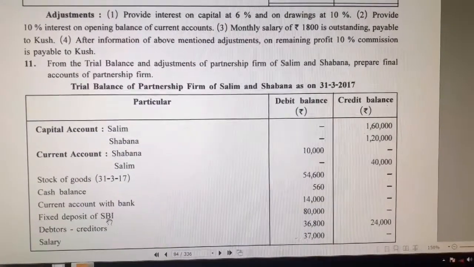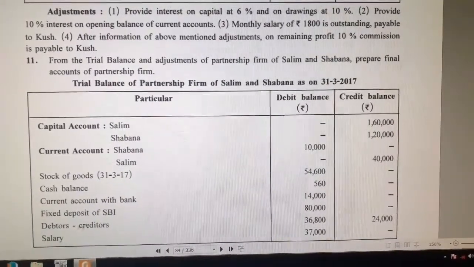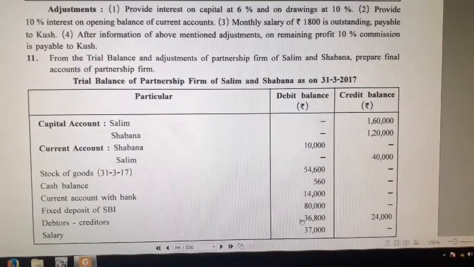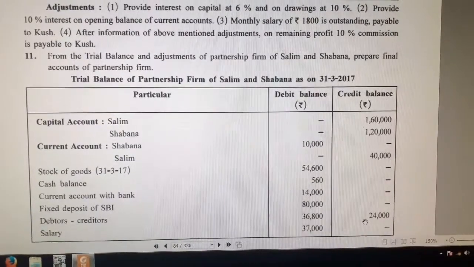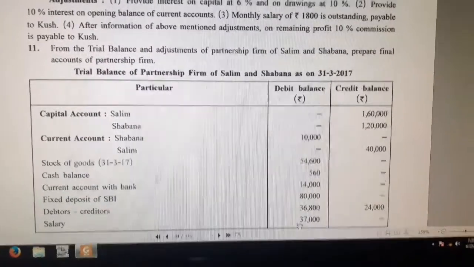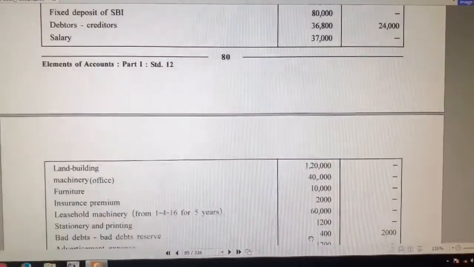Then after fixed deposit of State Bank of India, it is recorded balance sheet asset side. It is kind of investment. Now debtors and creditors. Debit balance indicate debtors, balance sheet asset side, and credit balance indicate creditors. It is recorded balance sheet liability side. Salary, profit and loss account debit side, as it is administrative expense.